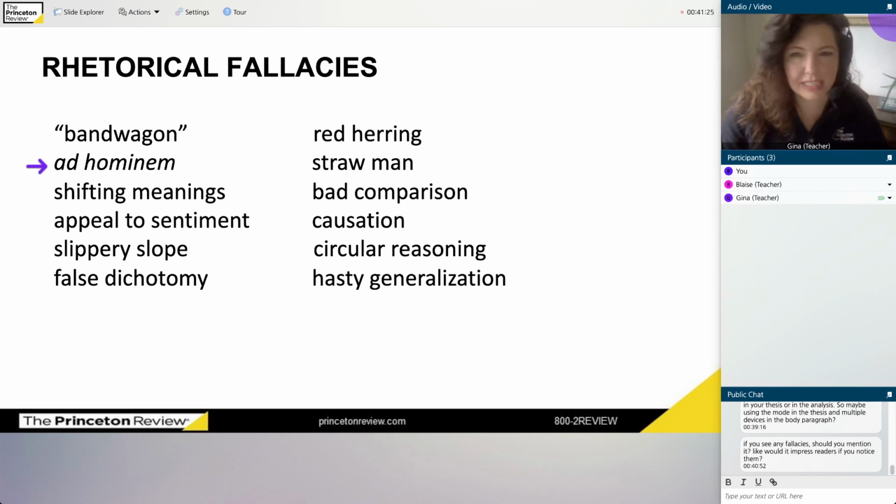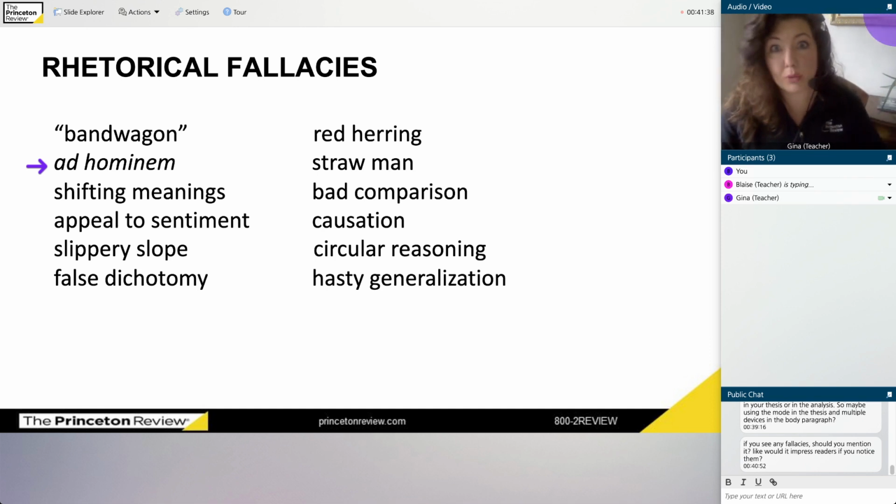You don't have to use the term ad hominem, but you do need to know that this kind of rhetorical fallacy exists. And frankly, I think it's better if you just call it what it is, right? Ad hominem. We have access to notes, so we might as well use them. We don't have to memorize all these things this year, which is great.